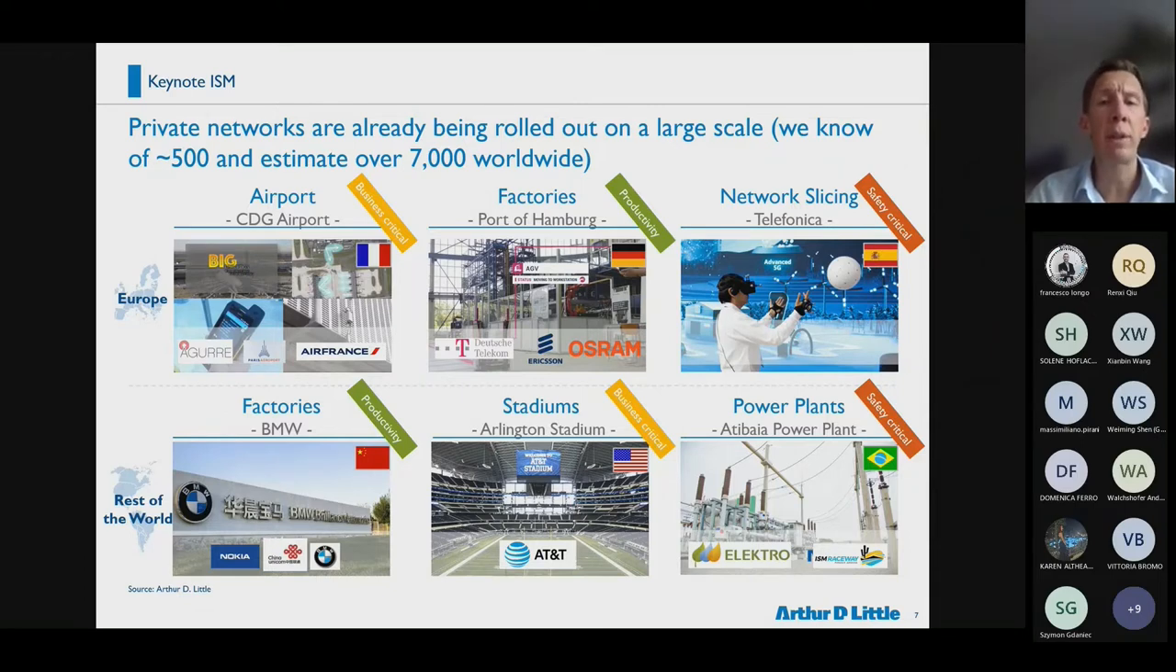In terms of industries, here's just a couple of selected examples, but you can see it's actually across industry, so it's not linked to manufacturing only. We see deployments in airports, Charles de Gaulle, for example. We see factories, we see power plants, we see stadiums. So it's really broad, both geographically and also in terms of sectors, in terms of verticals. And I think that itself is a fairly strong statement that it's not a hype, but rather technology that is here to stay and will ultimately complement Wi-Fi.